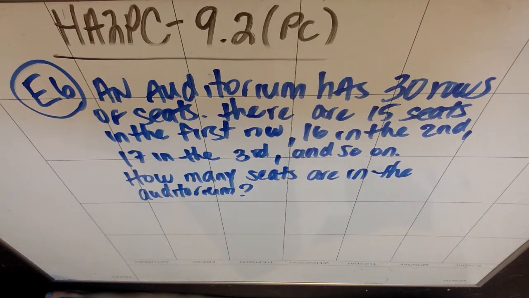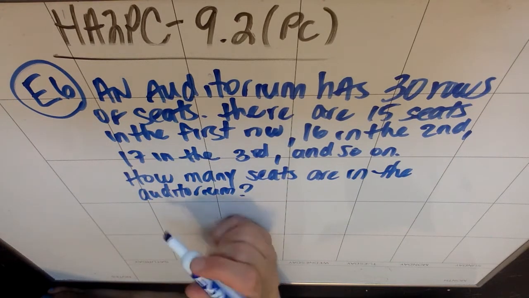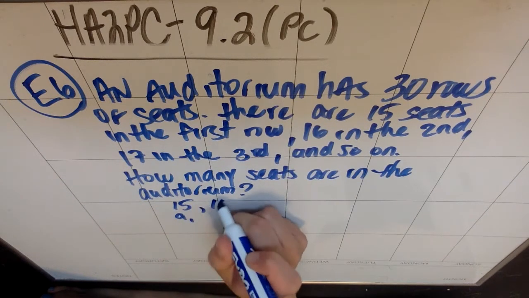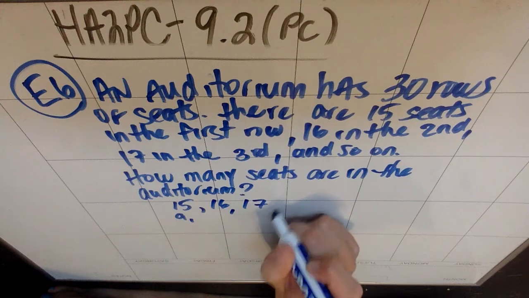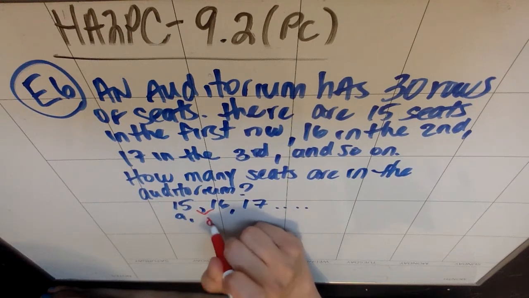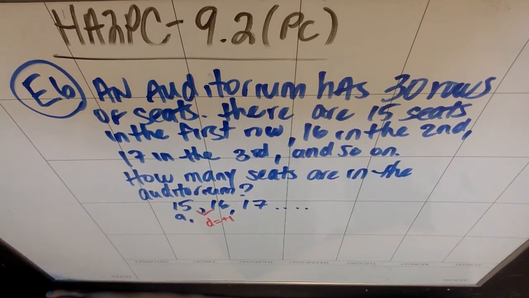So this is actually asking us to find the nth partial sum, or the nth sum of an arithmetic sequence. So here's what's happening. Row 1 has 15 seats. That's my a sub 1. And row 2 has 16, and row 3 has 17. So this is an arithmetic sequence with an a sub 1 of 15 and a common difference of plus 1, because I'm adding one seat every time I go back a row.